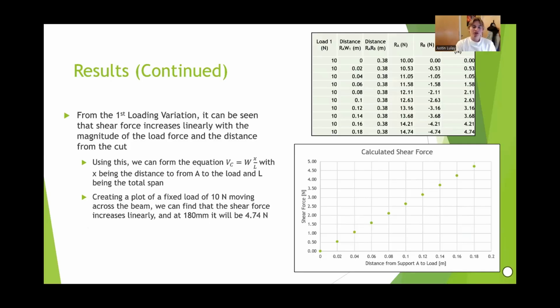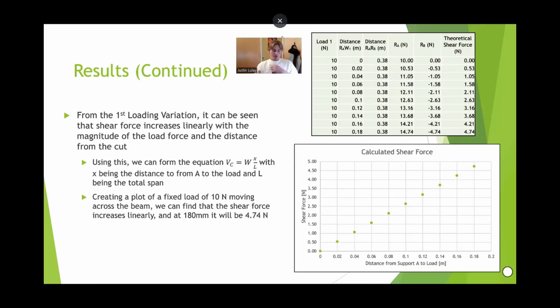And then looking at how it changes, not just due to the magnitude of the load, using our theoretical, go back. I made an equation to figure out the shear force at the cut, relating to both the weight and the distance that you change. It's V_C equals W times X over L, X being the distance from support A, and L being the total span of the bar.